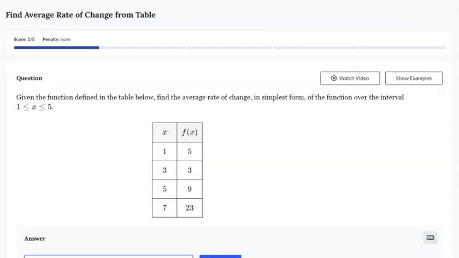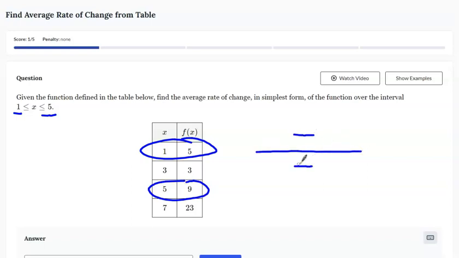Let's try it again. Identify your x values so you can find the correct ordered pairs. Set them up in the giant subtraction fraction and compute. And then you're done.